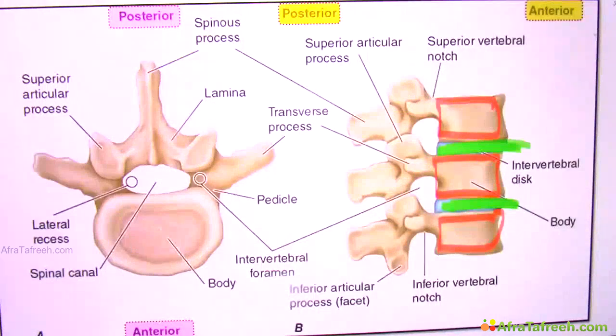Then I think the spine is directed posteriorly. Yes, the spine is directed posteriorly. It is a blunt spine. A blunt spine is a lumbar vertebra.